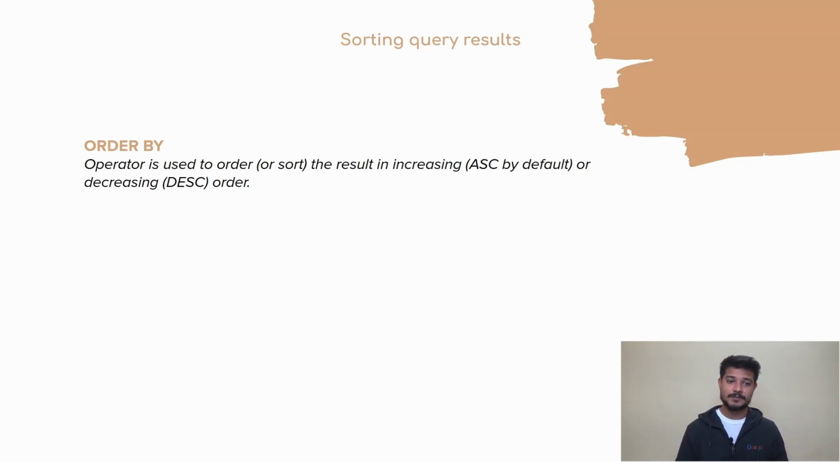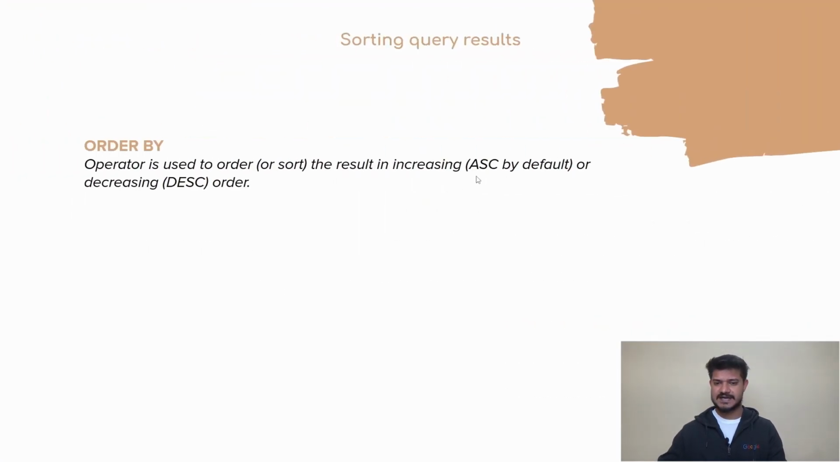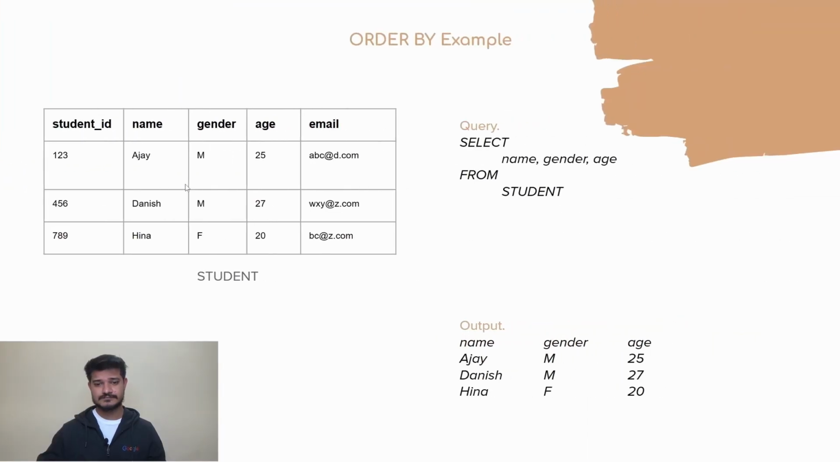The order by operator is used to order or sort the result in either ascending order or descending order. By default it sorts in ascending order, but you can specify it explicitly by using either the keywords ASC or DESC. ASC for ascending order, DESC for descending order. So let's see how it is used.